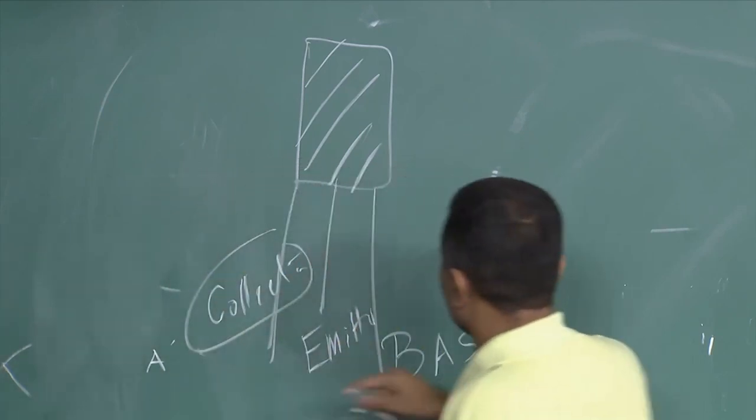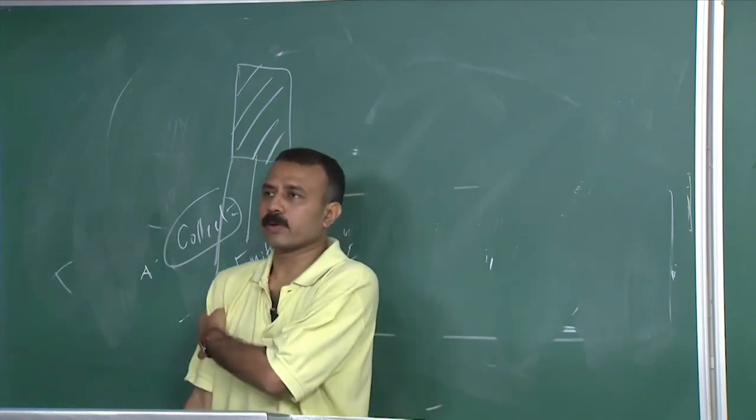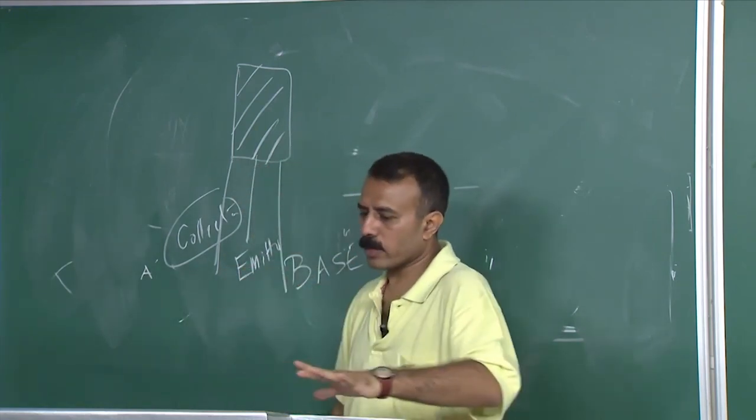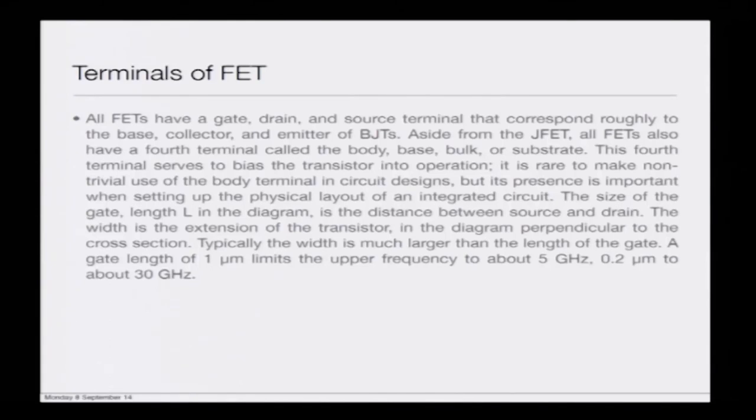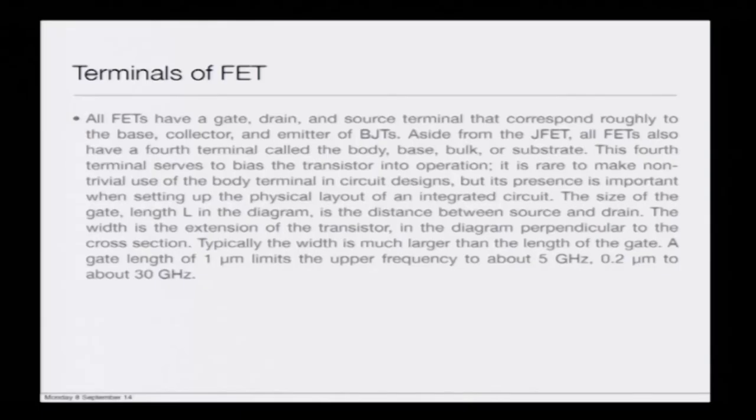Similarly, the FETs also have different terminals, and today we will talk about the terminals in this slide. If you look at the slide, all FETs have a gate, a drain, and a source terminal that corresponds roughly to the base, collector and emitter of the BJTs. So you see the base, collector, emitter, the correspondings are the gate, drain and the source. Aside from the JFETs, all FETs also have a fourth terminal called the body, base, bulk or substrate.